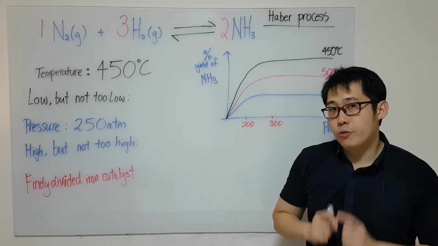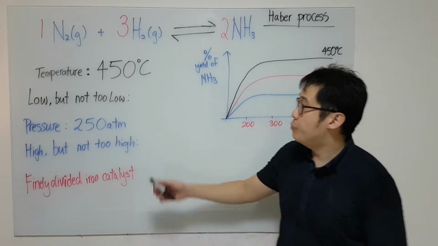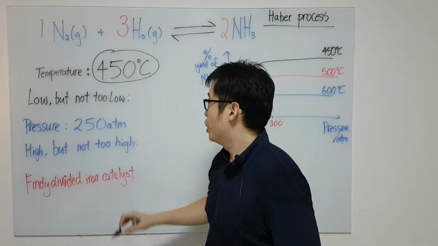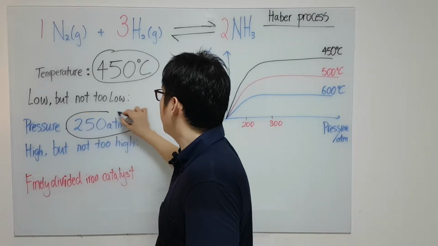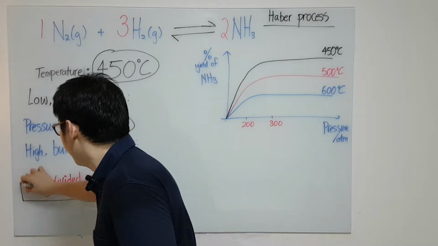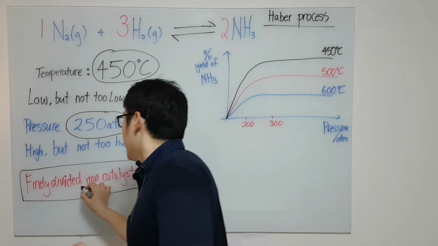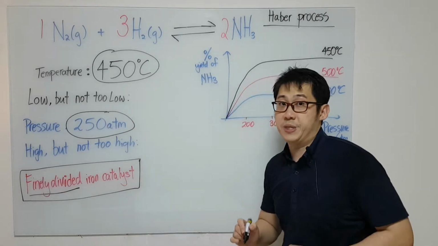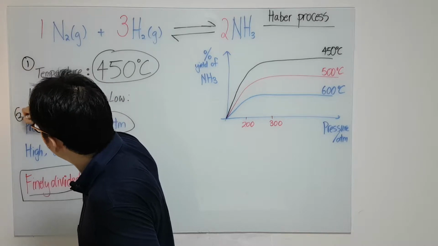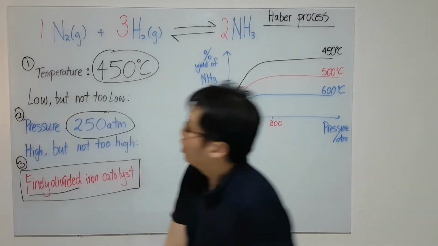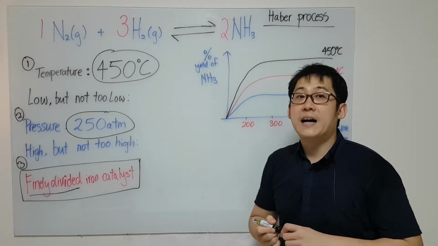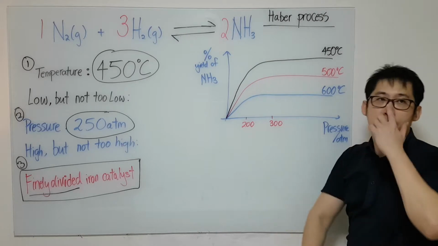Now, this reaction, right, must take place at a temperature of 450 degrees Celsius, a pressure of 250 atm, and using finely divided, okay, and I highlight finely divided iron catalyst. Now, these are the three conditions, 1, 2, 3, which you must remember when you are describing the Haber process.